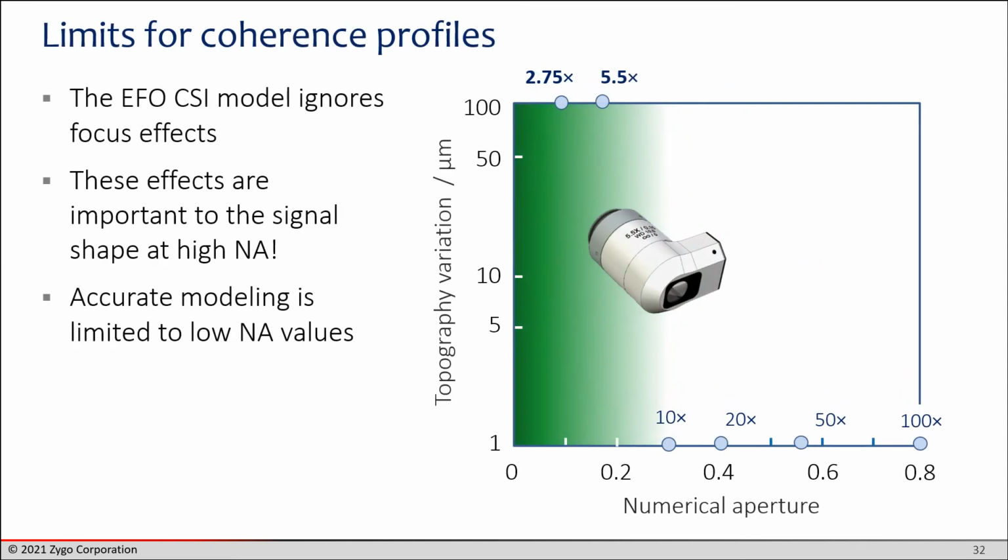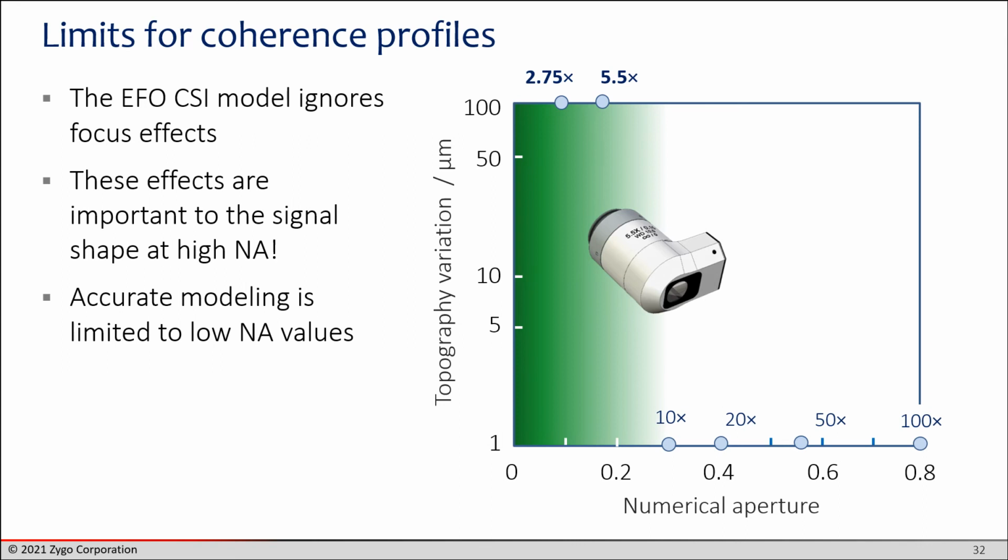In the simple EFO CSI model that we've presented here, we've bundled together the effects of the different angles of incidence of the illumination into a single obliquity factor. And we lose a lot of information when we do that about how the focusing effects of the light influence the shape and actually the position of the coherence envelope. And consequently, we find in our theoretical analysis that you really can't have a numerical aperture greater than about 0.3 and get good results for the coherence profiles using a simple EFO model. So the accurate modeling in this case is limited to low NA values, unlike for the phase profile, which was much better.